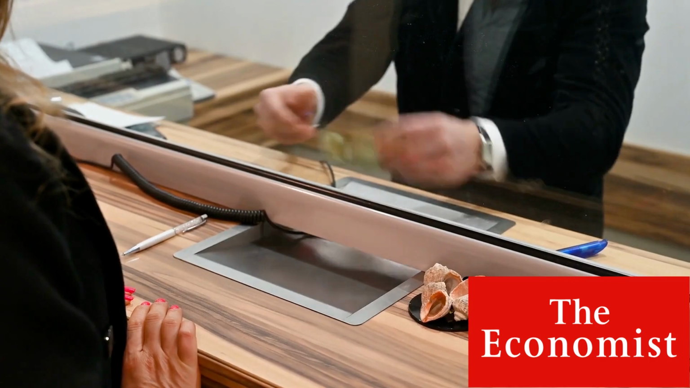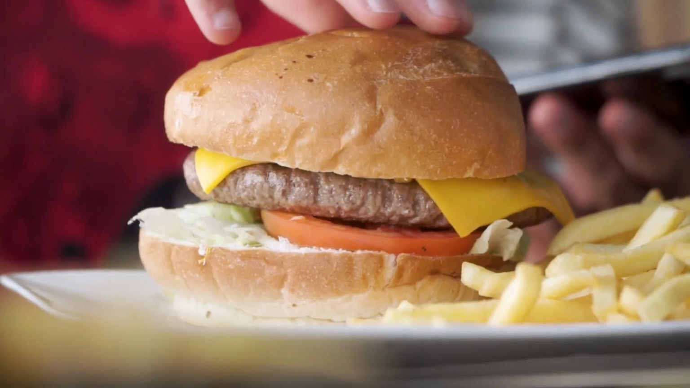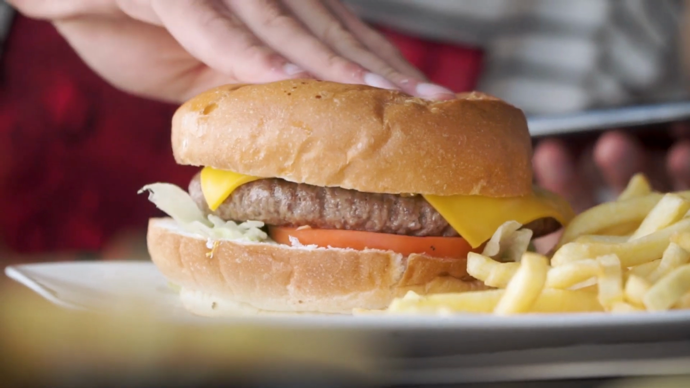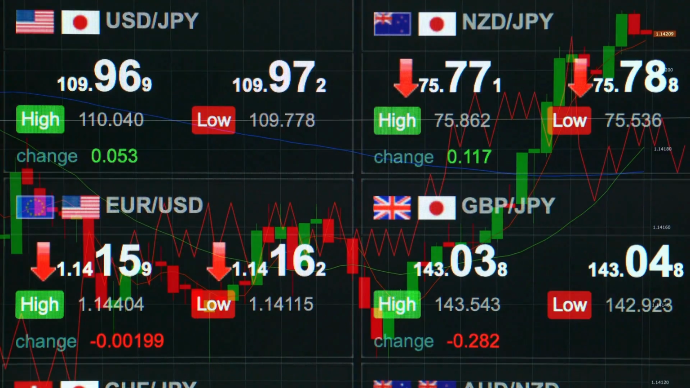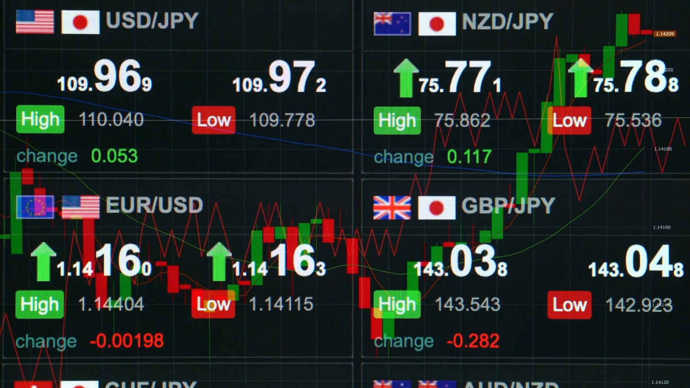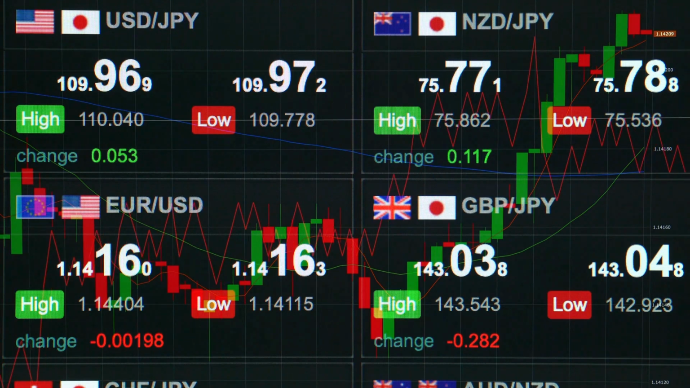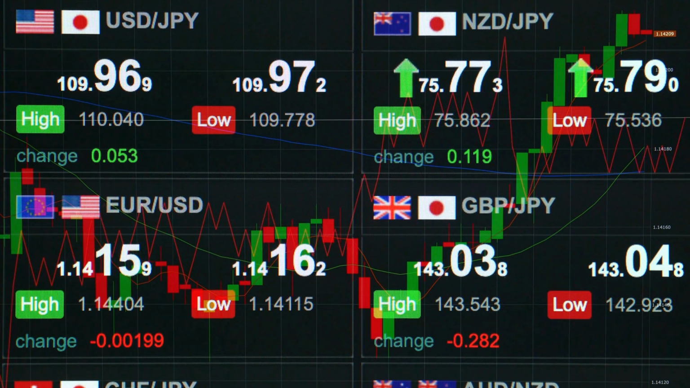So how does it work? You take the price of a Big Mac in one country, convert it into US dollars, and compare it to the price in the US. If the burger is cheaper than in the US, that suggests the local currency might be undervalued. If it's more expensive, the currency might be overvalued.